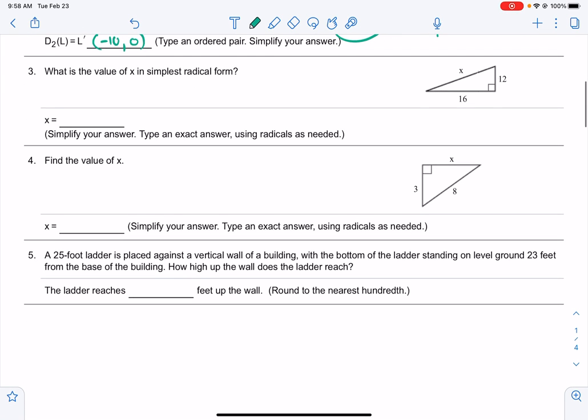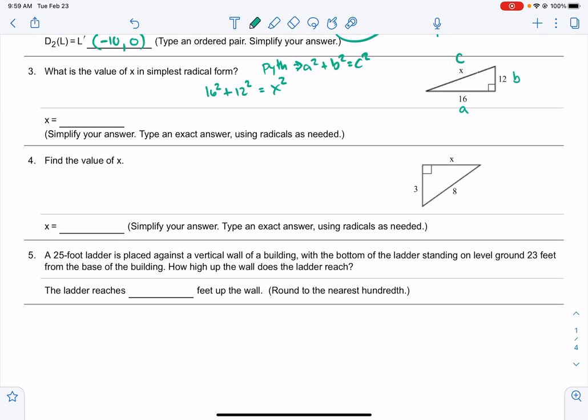Number 3, what's the value of x in simplest radical form? So you have 2 sides of a right triangle. You're looking for the third side. So your hint is that you're using the Pythagorean theorem, right? We've got a squared plus b squared equals c squared. So c is always my hypotenuse. The other two, it doesn't matter which one is a and which one is b. So when I plug these into my formula, my Pythagorean theorem, I get 16 squared plus 12 squared is equal to x squared.